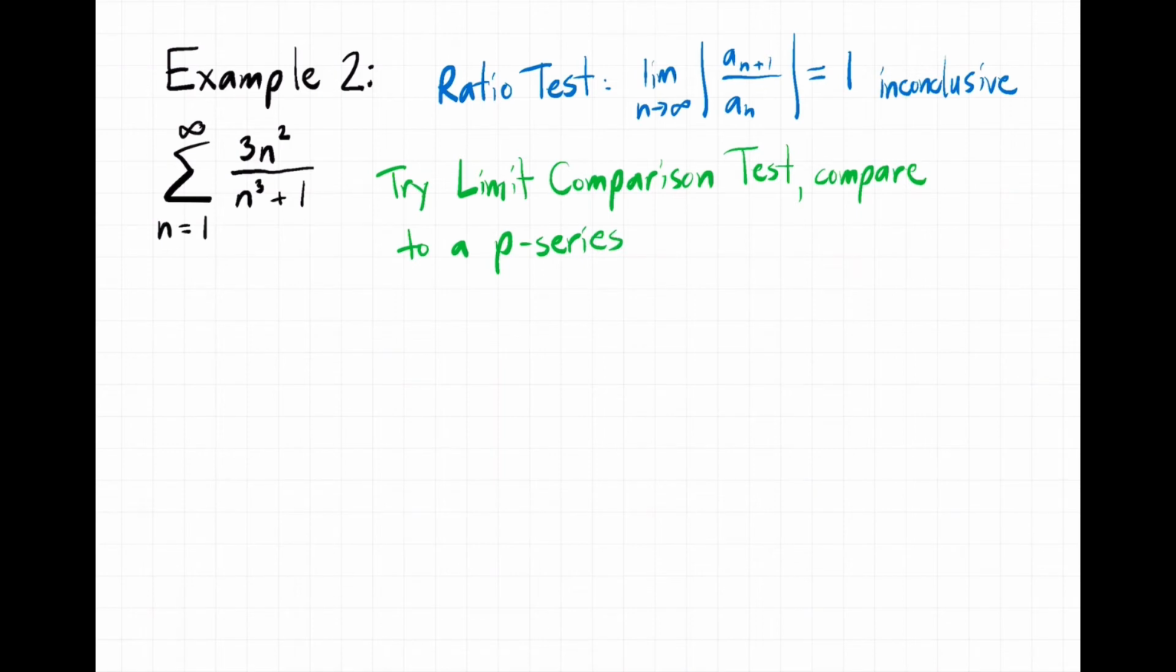In fact, if I look at the expression that describes these terms here, if I just ignore that plus 1, and in fact ignore the 3 as well, n squared over n cubed is 1 over n. So let's try this p-series, the sum, as n goes from 1 to infinity, of 1 over n. Now, this is the harmonic series. This diverges.